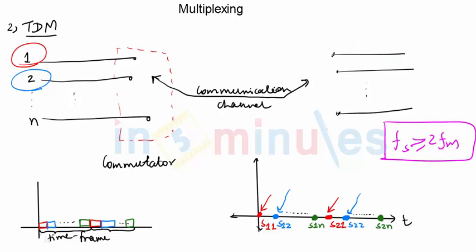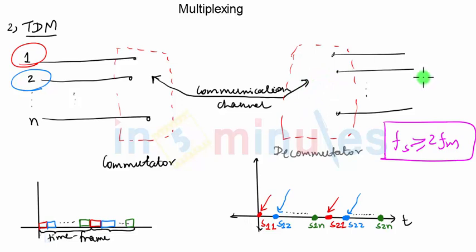Now let us see what happens on the receiver side. On the receiver side, we have a similar switch. This switch is called a decommutator. What will the decommutator do? When the switch on the transmitter side is connected to the first input channel, the switch on the decommutator, that means the receiver side, will be connected to the first receiver channel. So the sample that comes from the first input channel goes to the first output channel. When the switch is connected to the second input channel, then the switch on the receiver side should be connected to the second output channel.